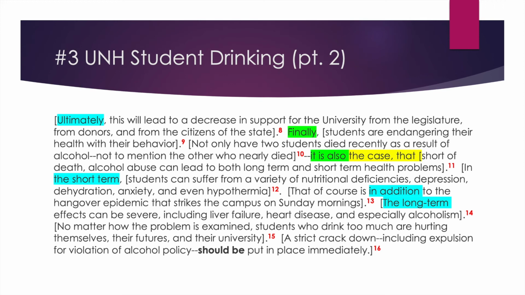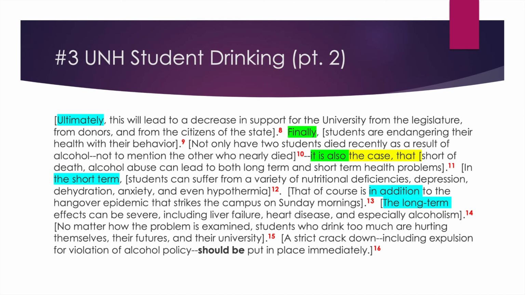And then we end with the last sentence, a strict crackdown, including expulsion for violation of alcohol policy, should be put in place immediately. And again, you'll notice it's kind of saying the same thing that we began with, that we need a crackdown, but here we're getting very specific and we're introducing a policy claim with the should be. And the specific policy claim is expulsion for violation of an alcohol policy. So that tells us this is very likely the conclusion of the argument.